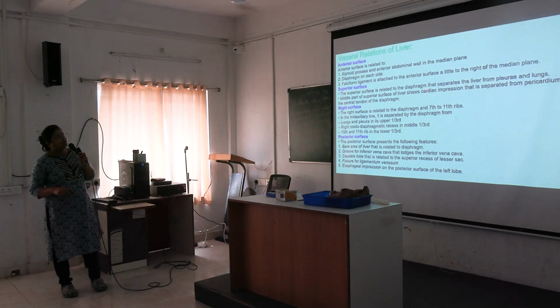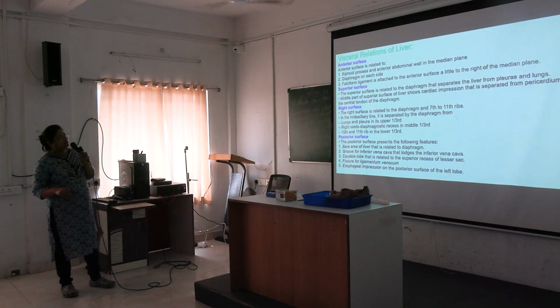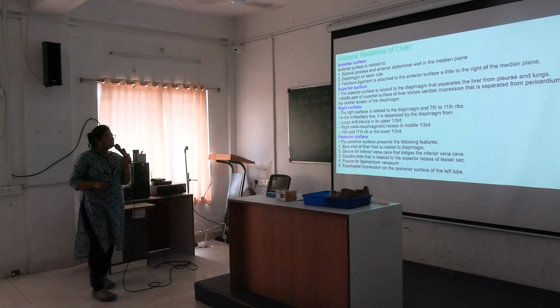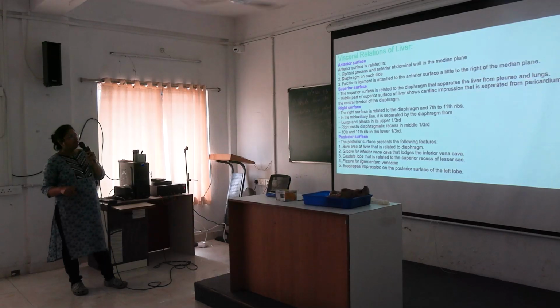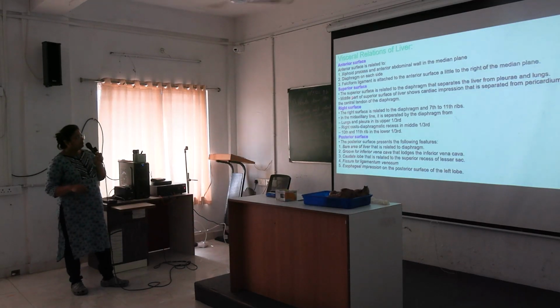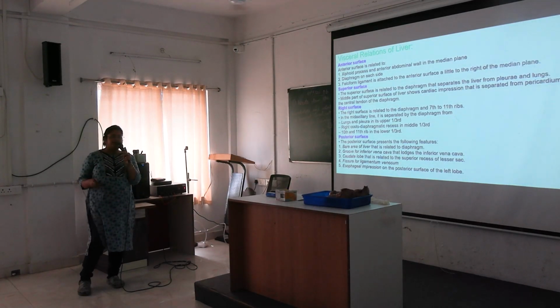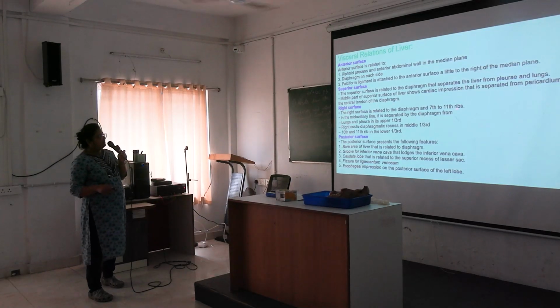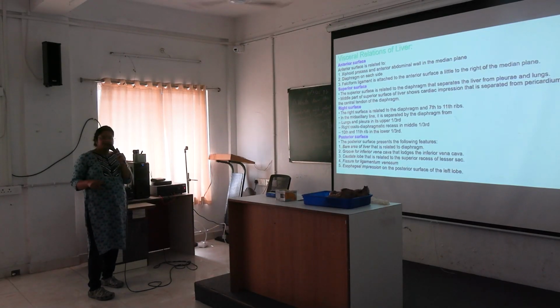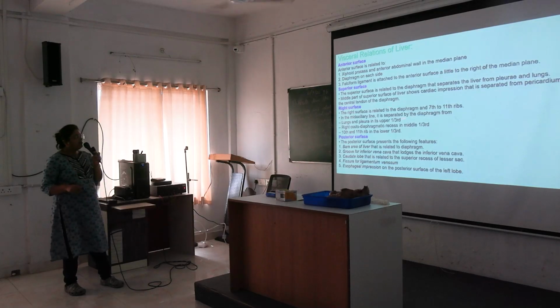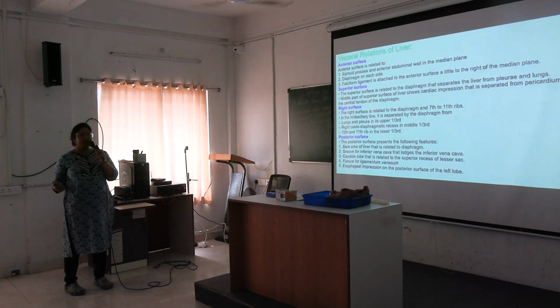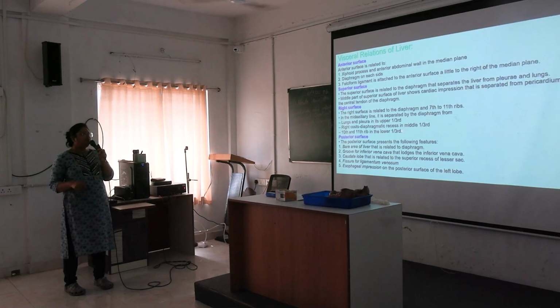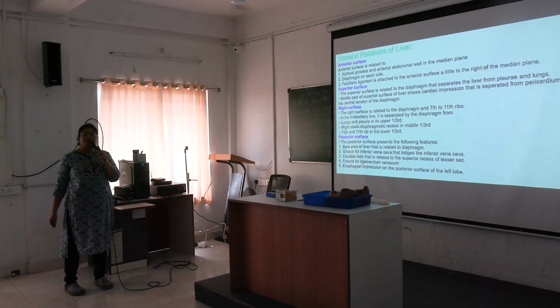Superior surface is related to diaphragm that separates the liver from pleura and lungs. Middle part of the superior surface shows the cardiac impression and that is separated from the pericardium by the central tendon of the diaphragm. Right surface is related to diaphragm and 7th to 11th ribs. In the mid-axillary line, it is separated by the diaphragm from lungs and pleura in the upper one-third, right costodiaphragmatic recess in the middle one-third, and 10th and 11th rib in the lower one-third.